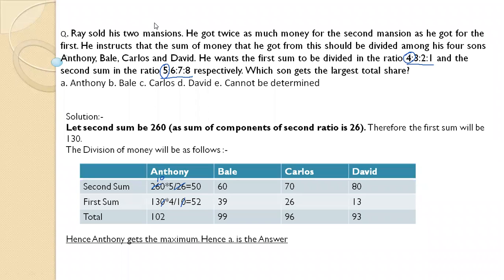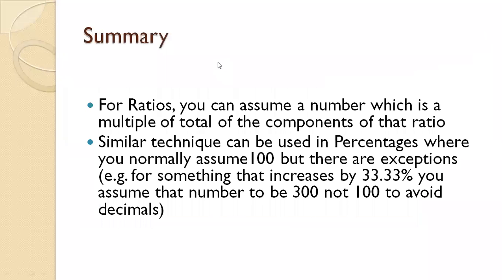So to summarize, in a question on ratios, you can always assume a number, and it makes sense to take that number which is a multiple of the total of the components of that ratio. Like we saw, 1, 2, 3, 4 totaling 10, and 5, 6, 7, 8 totaling 26. The more complicated number was 26, so we took the second sum as 260. Normally that multiple is 10 or 100.